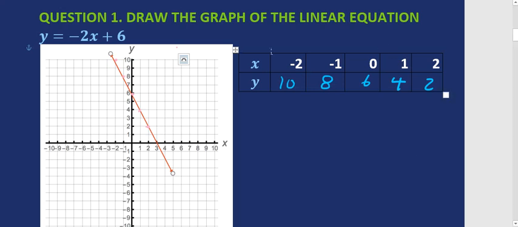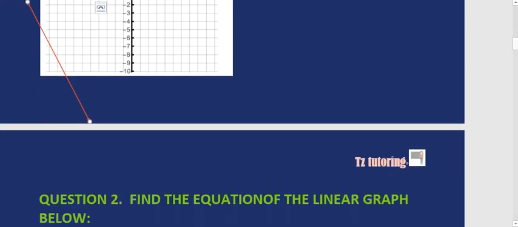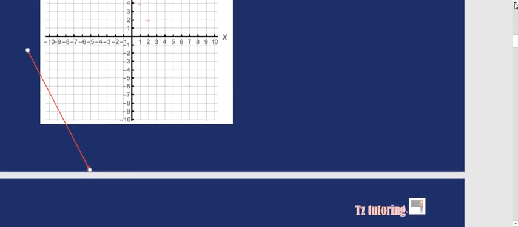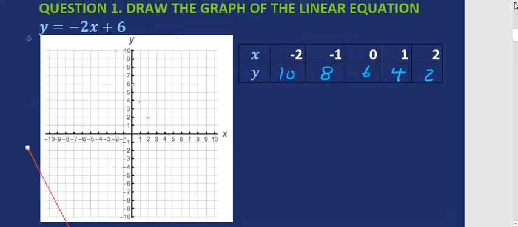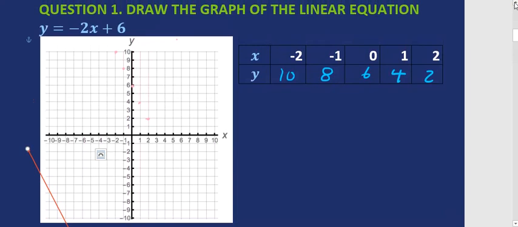The second way to do this would be to find your intercepts. You find your y-intercept, you find your x-intercept. That's the second method you could use to sketch your graph. So let's look at the second method also. The second method to use would be to find your y-intercept and your x-intercept.